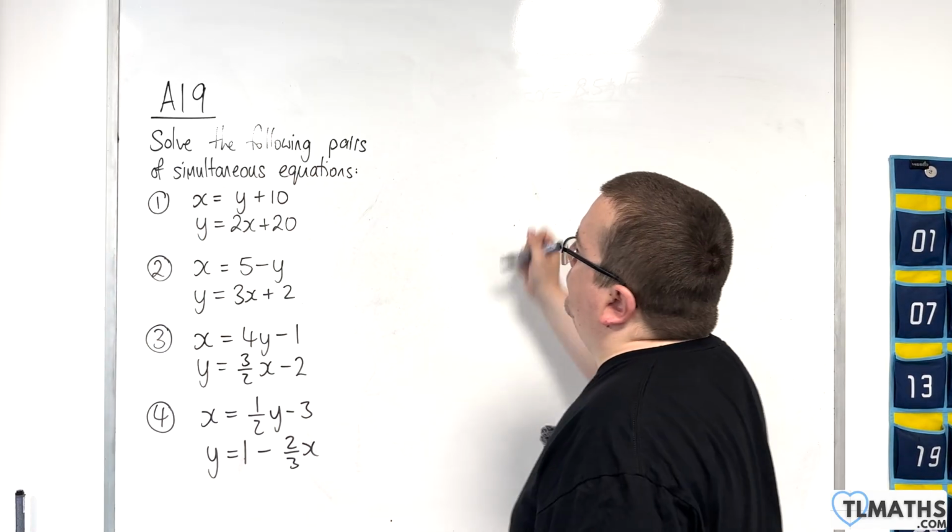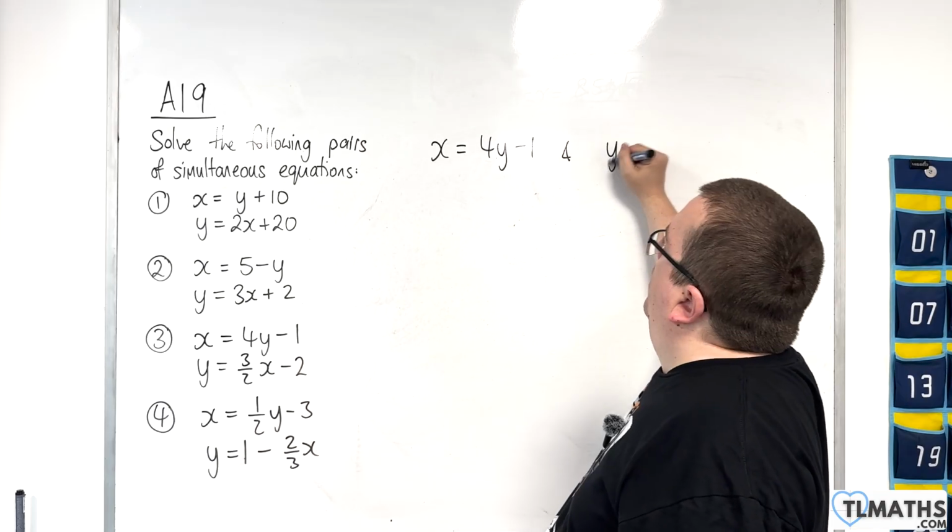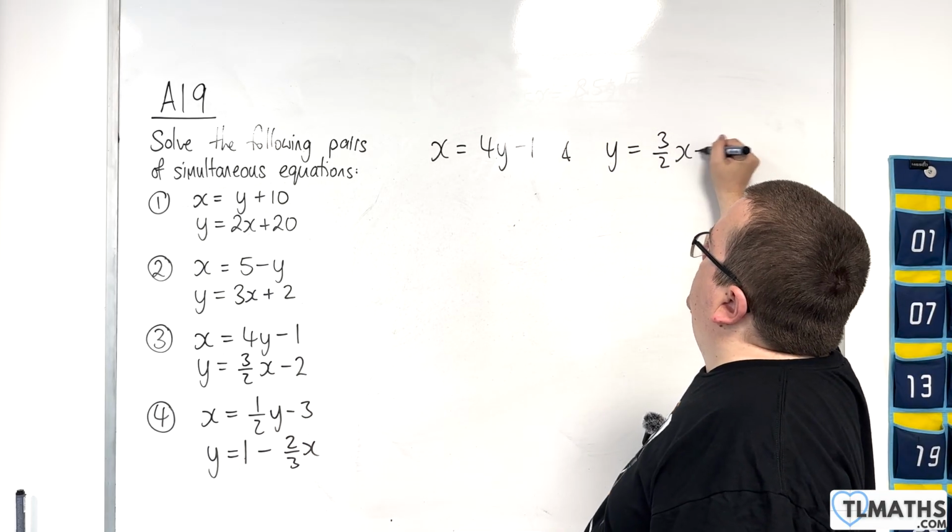Right, number 3, we have x is equal to 4y minus 1 and y is equal to 3/2 x take away 2.